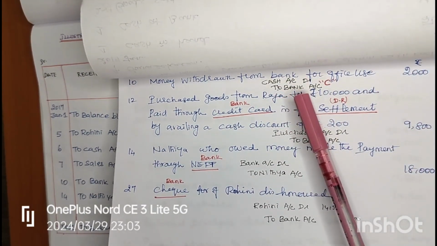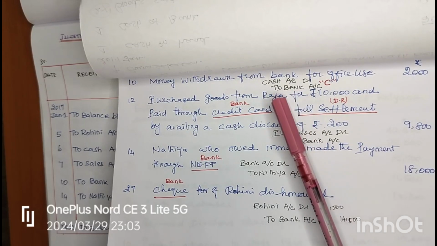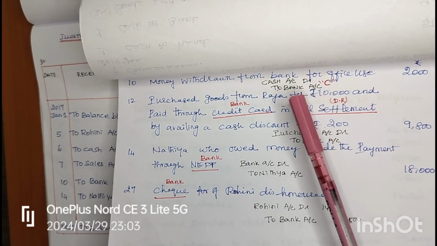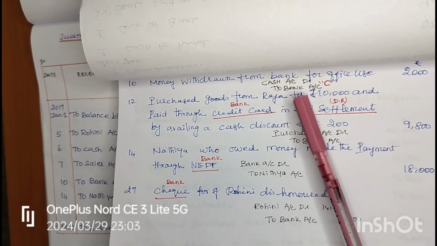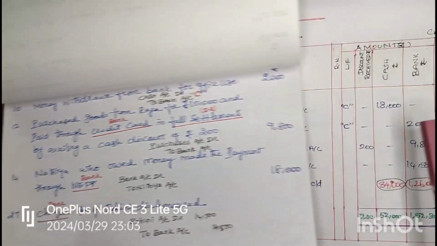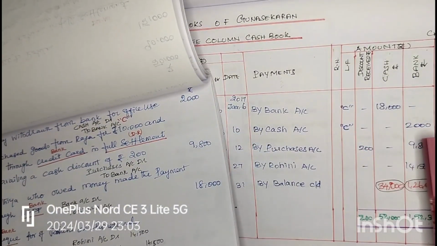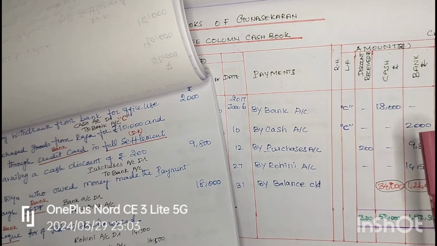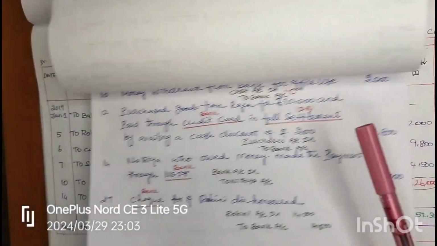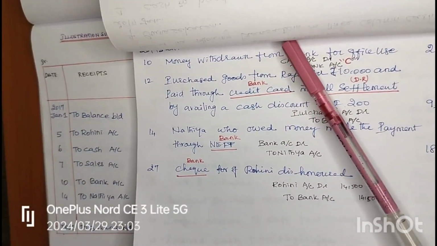Bank is on credit side. To bank means bank is on credit side. So on credit side bank column, you have to enter the 2,000 rupees. So on credit side bank column, we entered 2,000 rupees. Okay, let's see the next transaction.